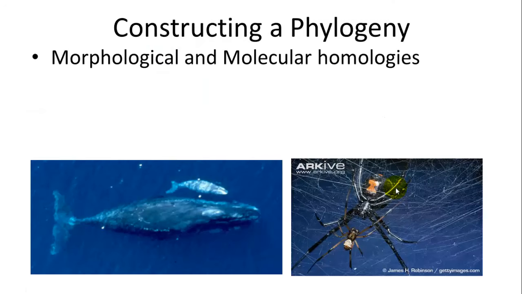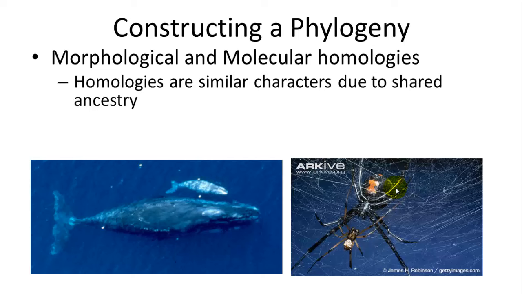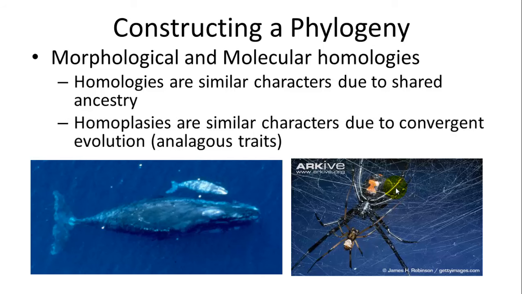So constructing a phylogeny can be done using lots of different characters. You can look at morphological and molecular homologies. Homologies are characters that are similar due to shared ancestry. Homoplasies are similar characters due to convergent evolution. Right? So caring for the young, what both whales and this black widow spider may do, but that would be a homoplasy, not a homology.